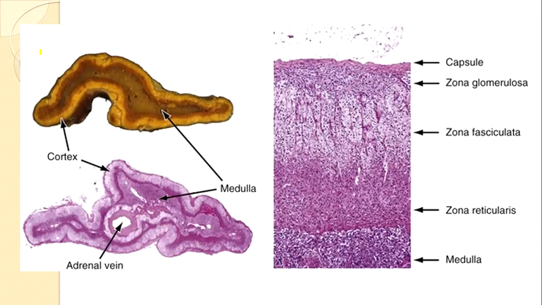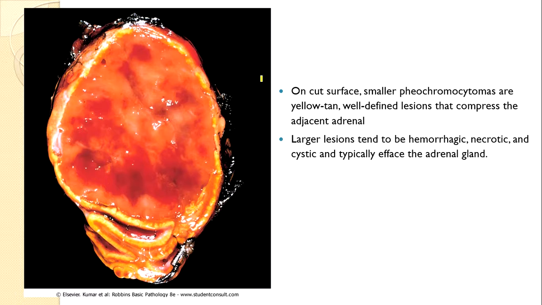This is the gross picture of normal adrenal gland. The outer part is known as the cortex and the inner portion is medulla. Here you can appreciate the medulla has been enlarged by the tumor, which is yellow tan, and it is well defined, confined, and it has compressed the adjacent adrenal gland.